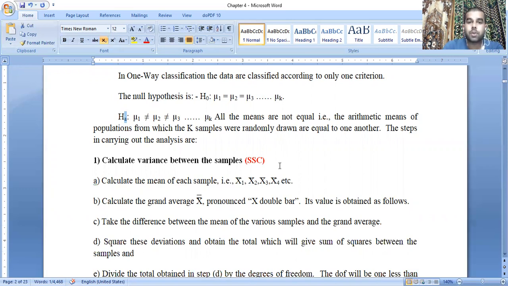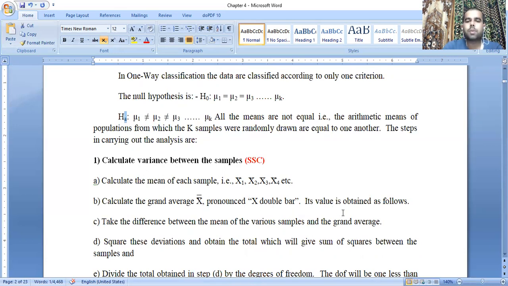To get the SSC value, first of all calculate the mean of each sample, that is x bar 1, x bar 2, x bar 3, x bar 4. Based on the problem, you may also have x bar 5. If the sample sizes increase, then these x values will also increase. You are going to calculate the average. After finding the average, calculate the grand average, that is x double bar.